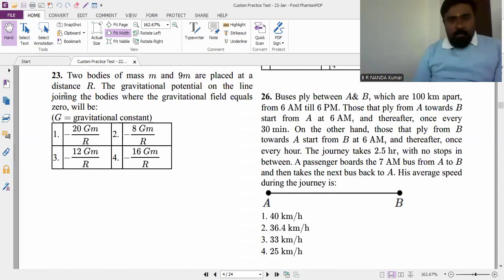Two bodies of mass m and 9m are placed at a distance capital R. Find the gravitational potential on the line joining the bodies where the gravitational field is equal to 0.